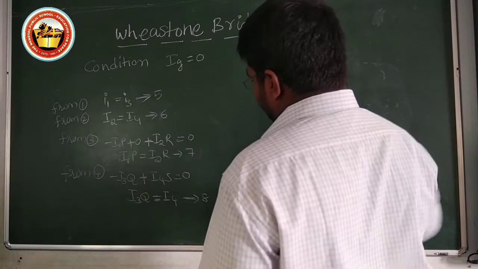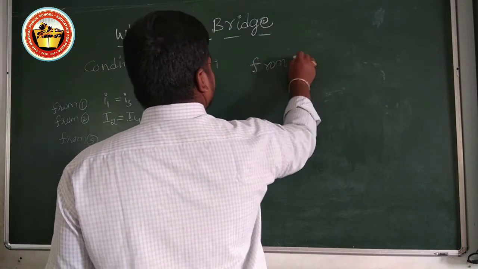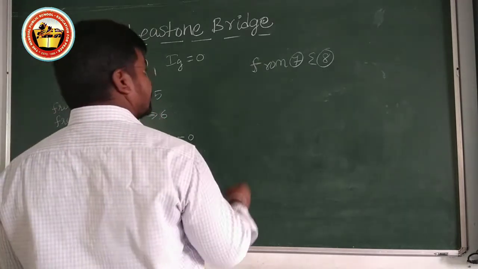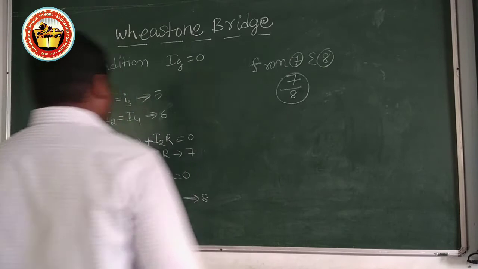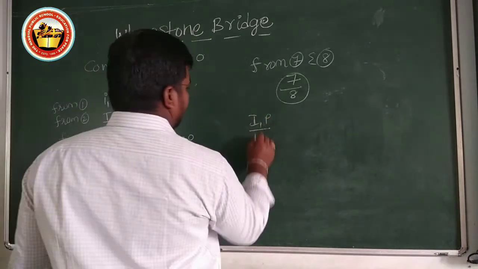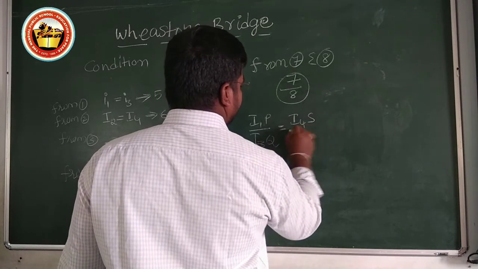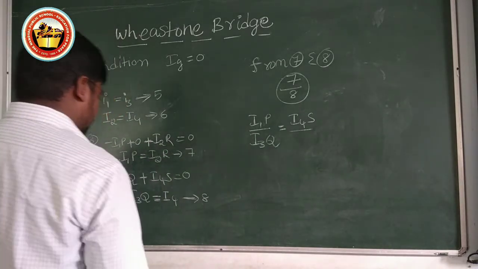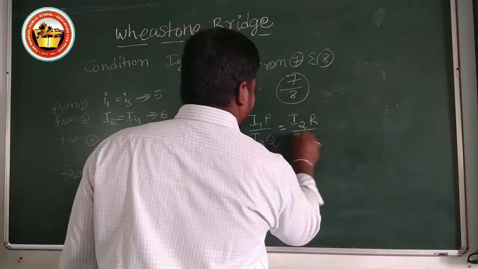So from equations 7 and 8, with substitution of equation 5 and equation 6, equation 7 by 8. Equation 7 means I1 P by I3 Q is equal to I2 R by I4 S.